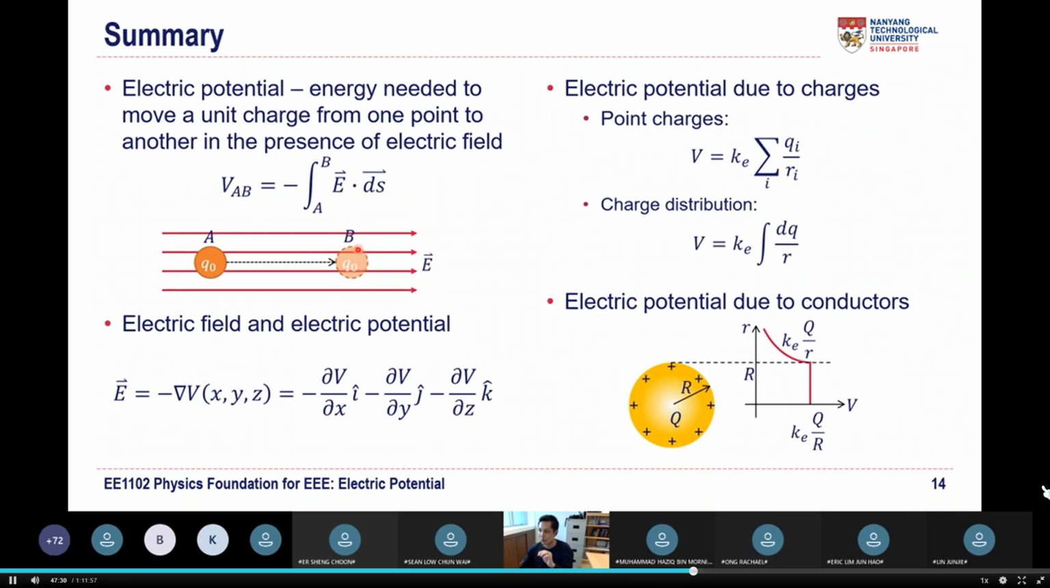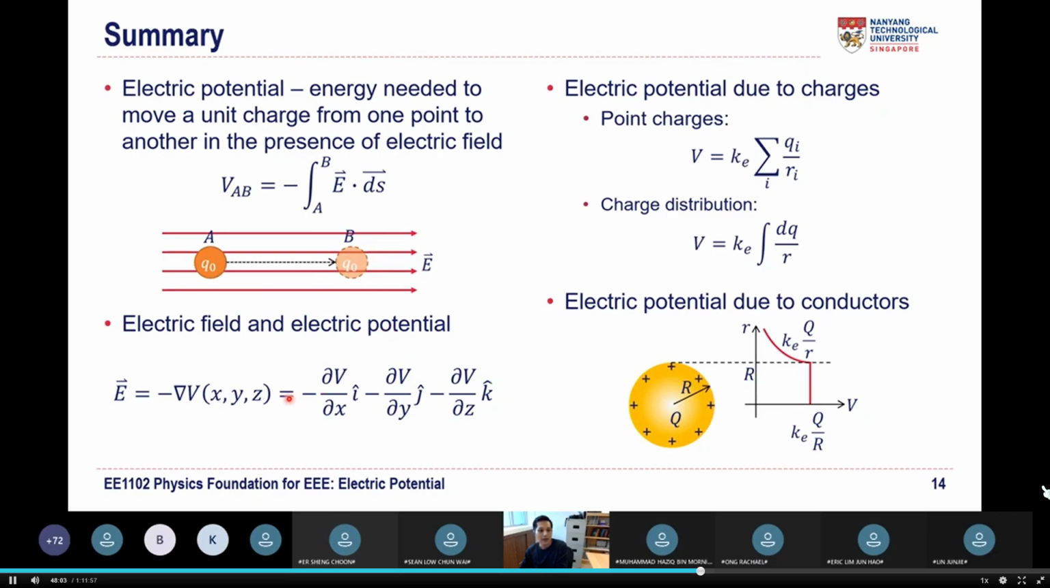Of course, when we talk about this unit charge, it has to be a very small size test charge, okay, such that it wouldn't affect the entire system. It wouldn't affect any part of the system. So if we say this test charge has very small Q0, and you want to move this from A to B under the influence of electric field. If there's no electric field, of course, the electric potential is always 0.